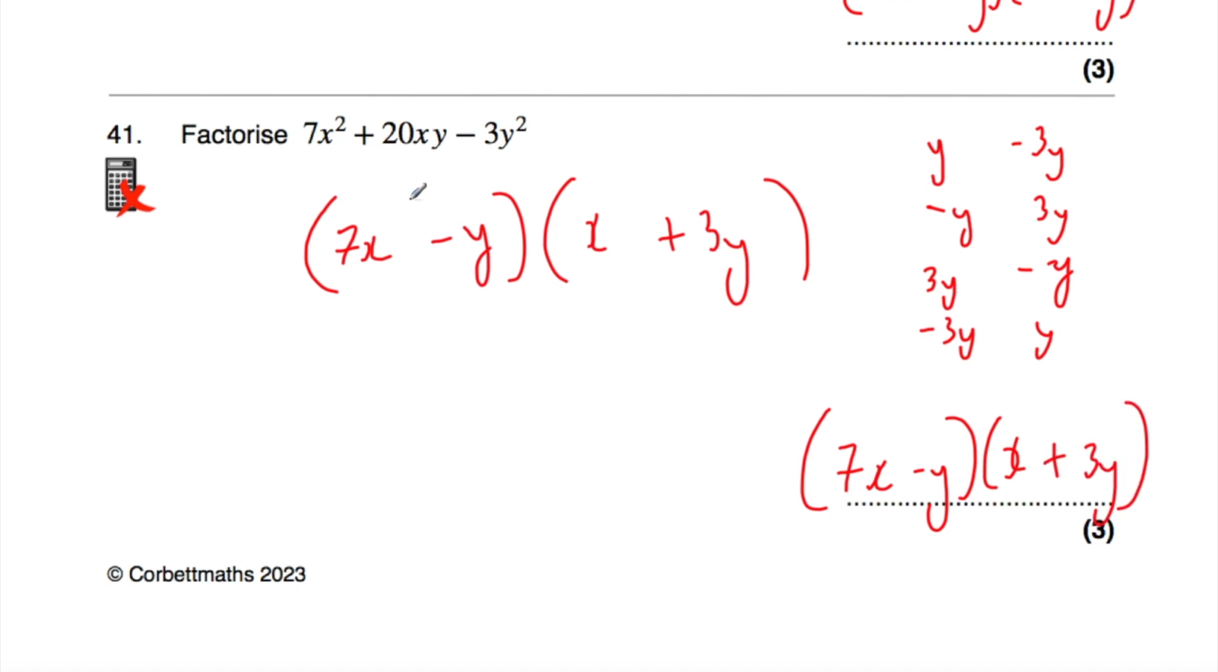And that's it. So whenever you're factorizing things like this, where we've got our x squareds and y squareds, they're very similar to how you'd factorize quadratics. And just make sure that whenever you think you've got it, that you would expand it and get what you want. Okay, let's look at our next question, question number 42.